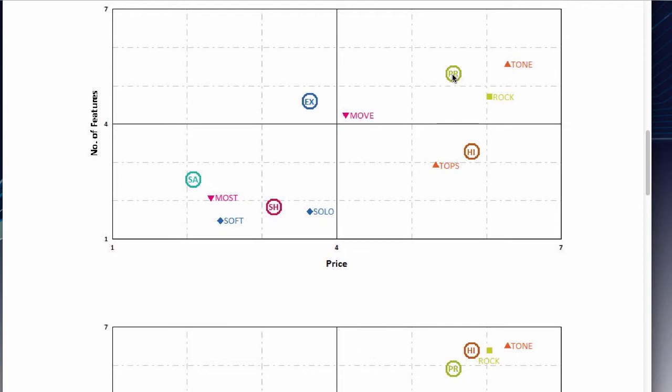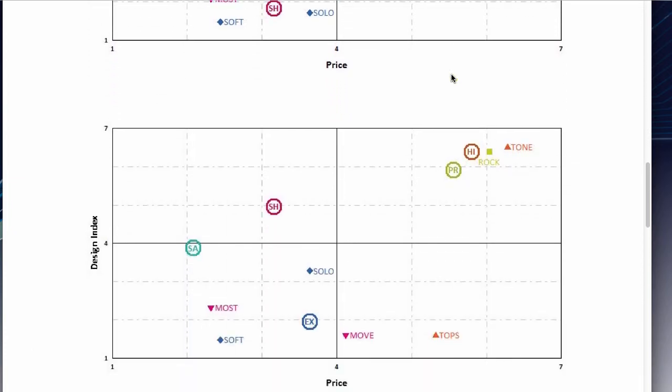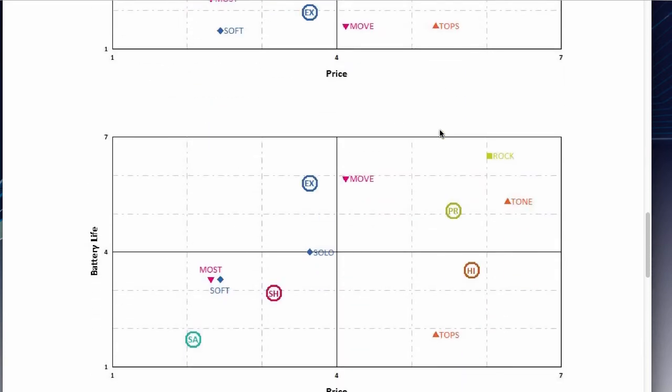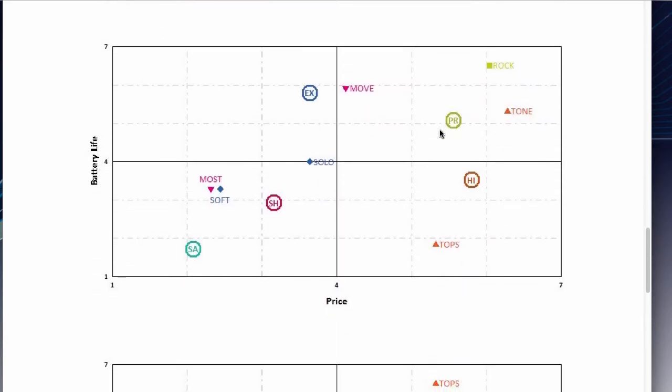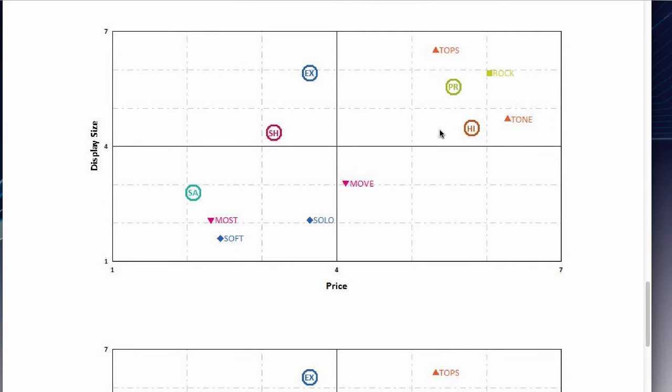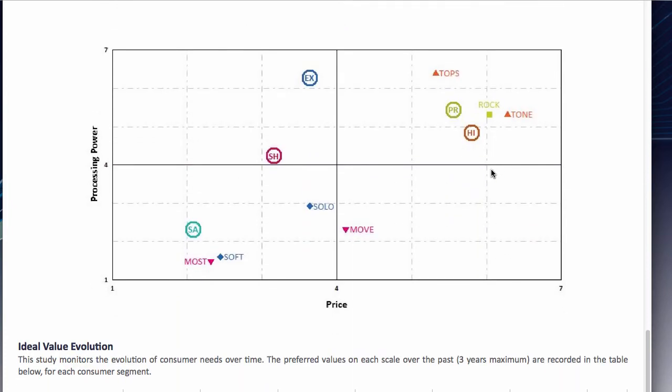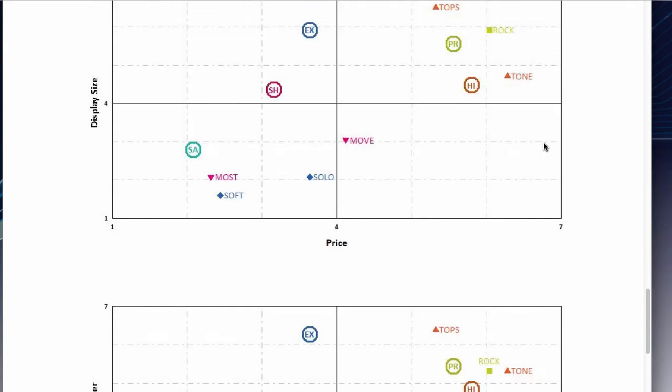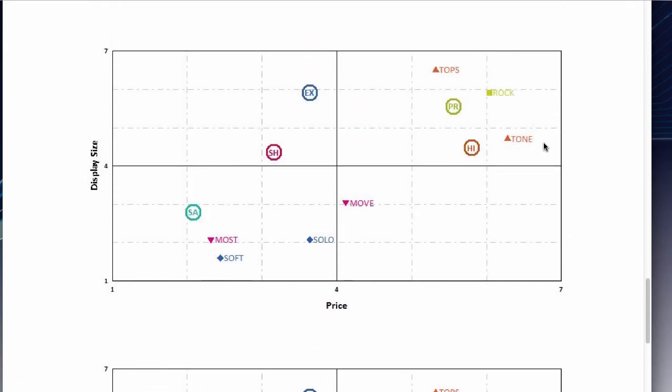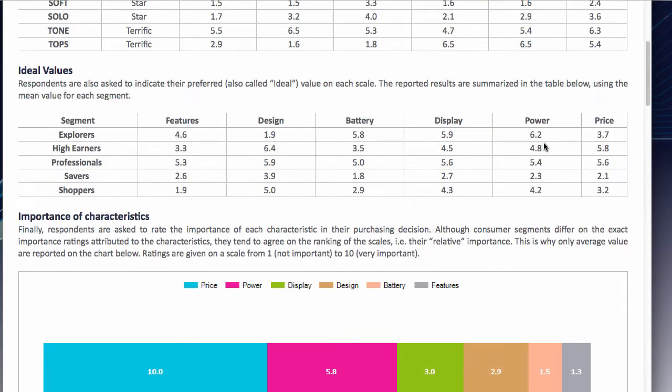So higher on price than professionals would maybe love, doing okay on design and index. A little bit low on display size. So tone is down around the 4.5, whereas professionals are around 5.5. So that's probably something to take a bit of a look at. So we're going to focus on display size and price.